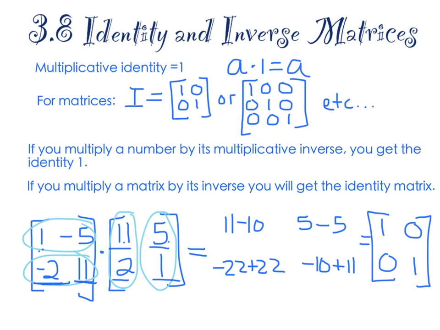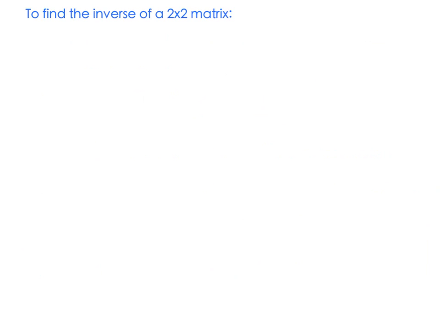So if I ever ask you to prove the two matrices are inverses of each other, you just multiply them together and show that your result is the identity matrix. And of course, now I have to show you how to actually find the inverse of a matrix. So first we'll do a 2 by 2.